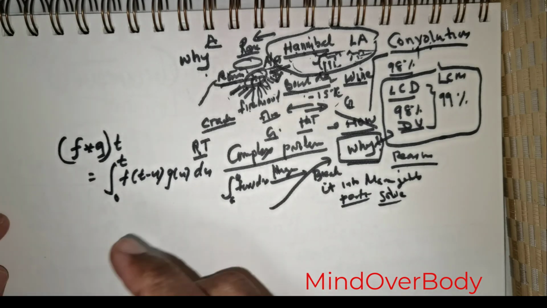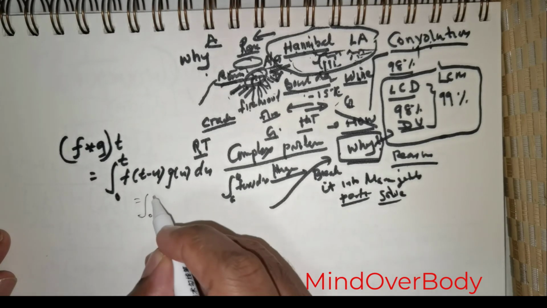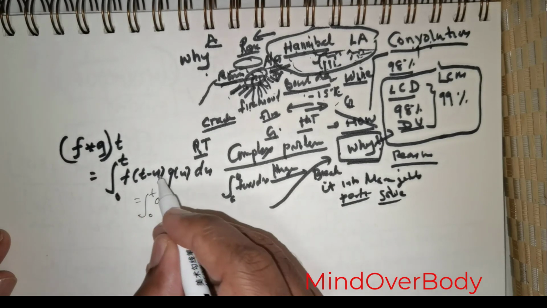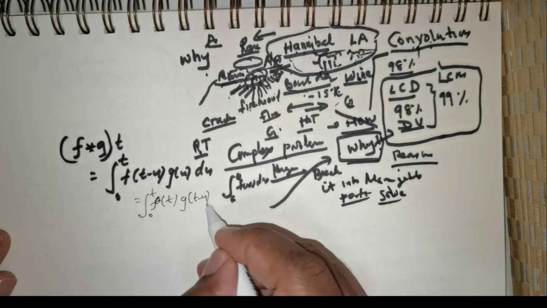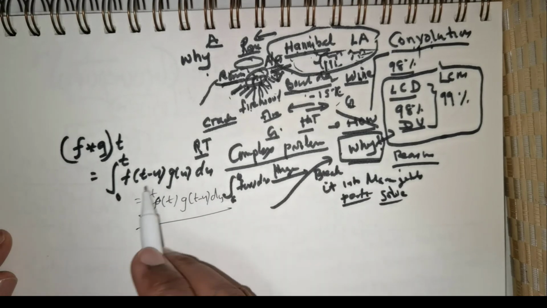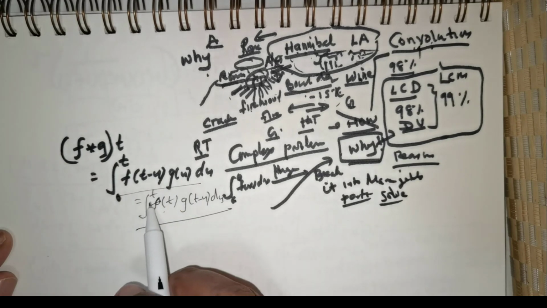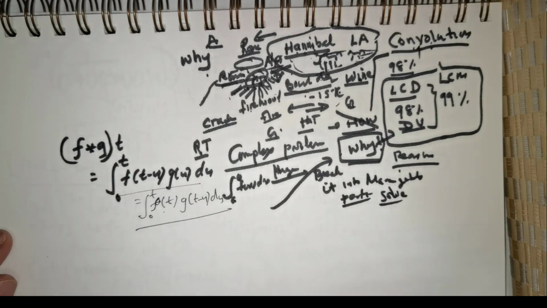And on the other hand, it's commutative. I can also write it like this, the integral from 0 to t, instead of f of t minus u, I can write f of u times g of t minus u. I can also use it like this. So it's commutative. Having given this reason, let's see some questions, students.